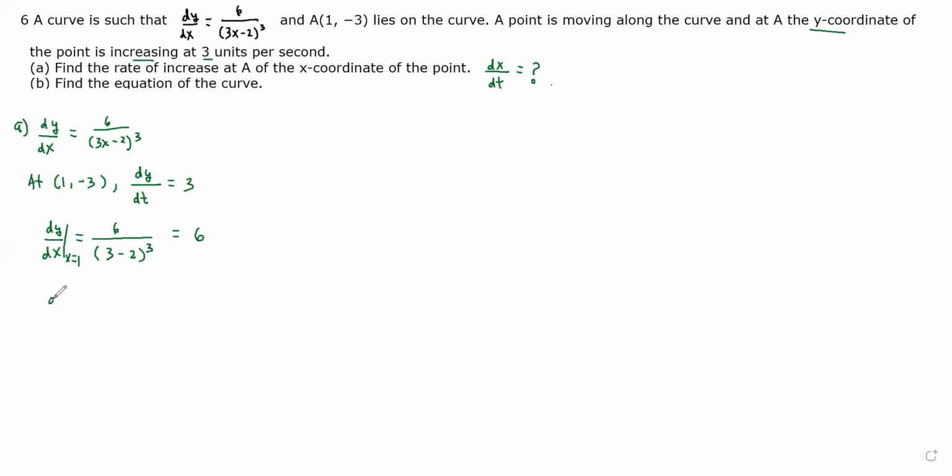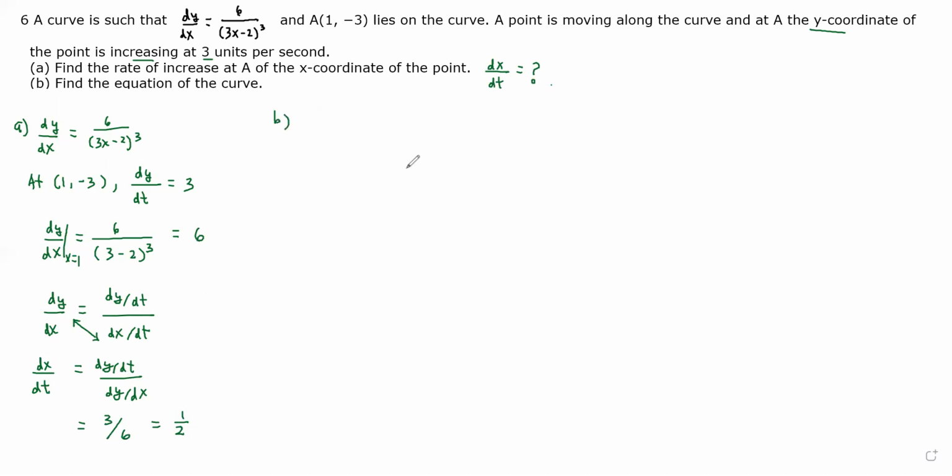And we know that dy/dx is always dy/dt over dx/dt. Then these two can be interchanged so that dx/dt is dy/dt over dy/dx. And we have dx/dt equals dy/dt, which is 3 over 6. That is 1 over 2.